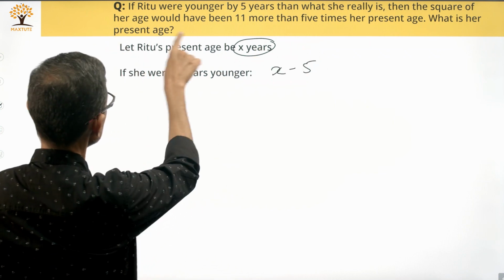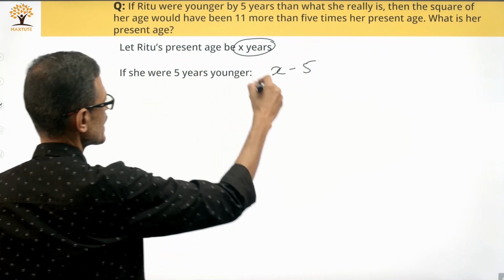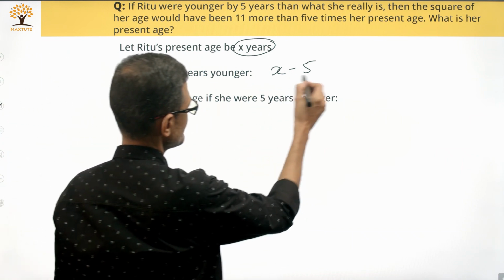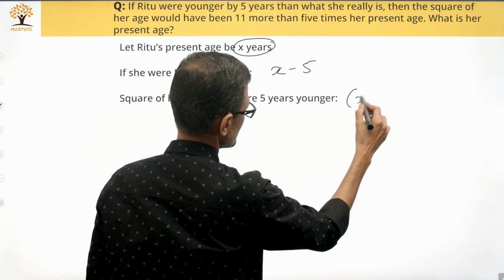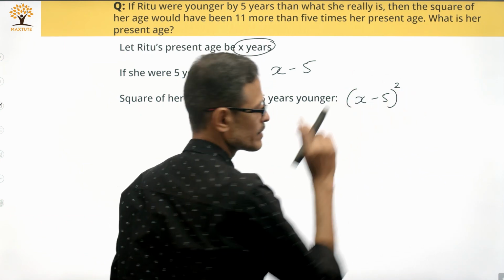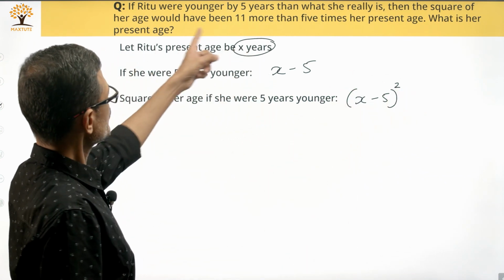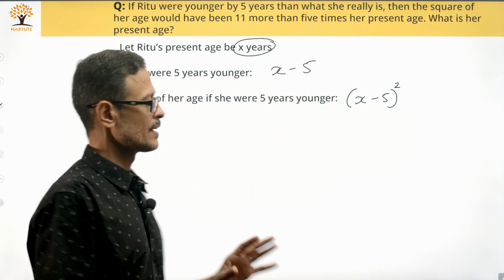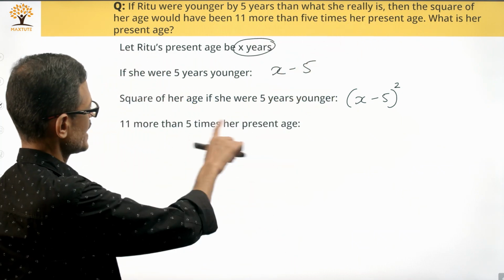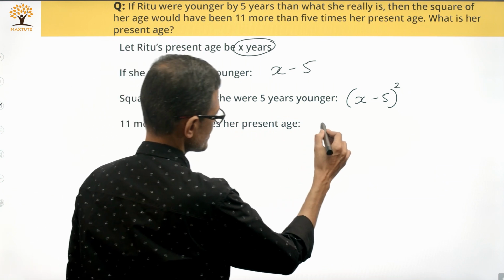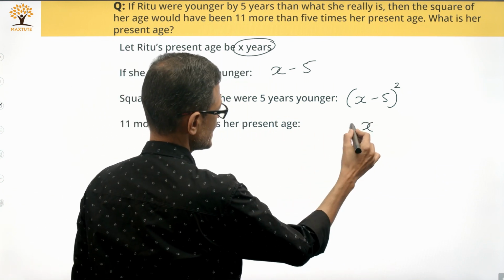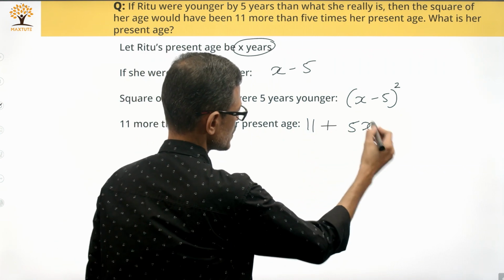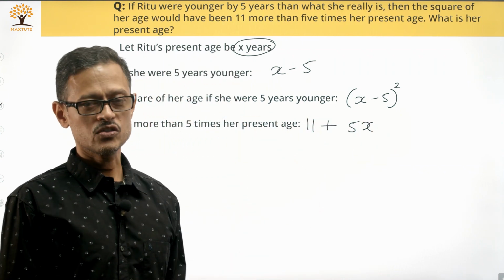Then the square of her age would have been the square of her age if she were 5 years younger. 5 years younger, her age is x minus 5. The square of that will be (x minus 5) the whole square. Then the square of her age would have been 11 more than 5 times her present age. Her present age is equal to x. 5 times her present age is 5x. 11 more than 5 times her present age is equal to 11 plus 5x.